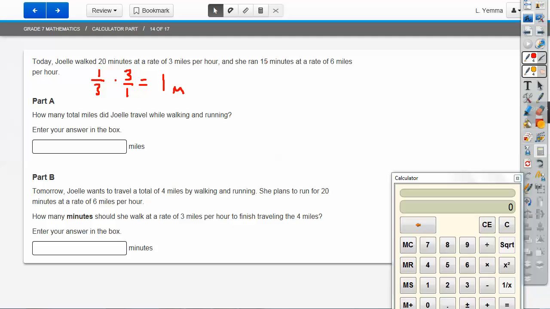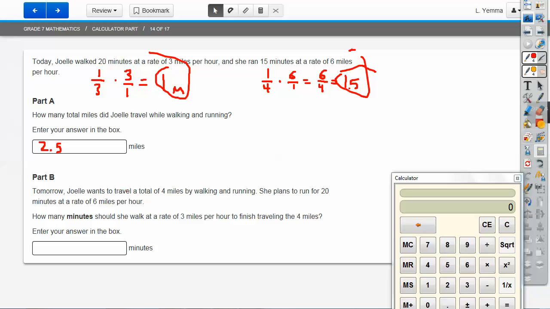And I know that 15 minutes is 1/4 of an hour. And if I do 1/4 of an hour at 6 miles per hour, I will get 6/4, which is better known as 1.5. So how far have I gone in total? Well, 1 mile plus 1.5 miles. That's 2.5 miles.